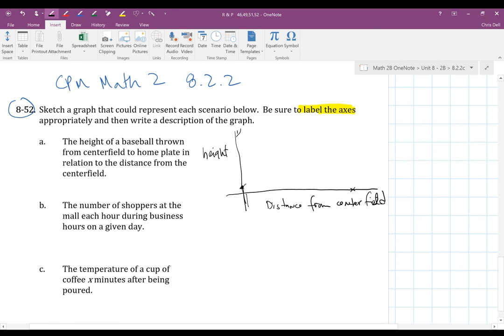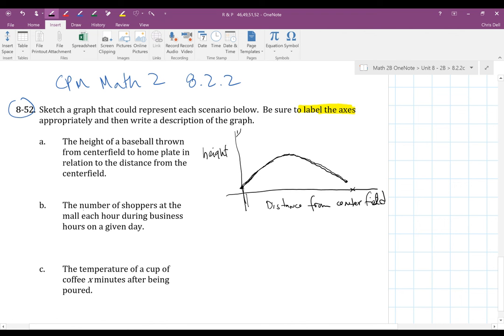Then it's going to go up in the air, right? And as it's going up in the air, it's also traveling away from center field. It reaches its maximum height, and then it starts to come back down, and it ends up going to home plate, and again probably stopping short of the ground because then the catcher will catch the ball. So this would be the trajectory of the ball as it relates to height, right? So we label our axes, and then have a sketch there of what's occurring.